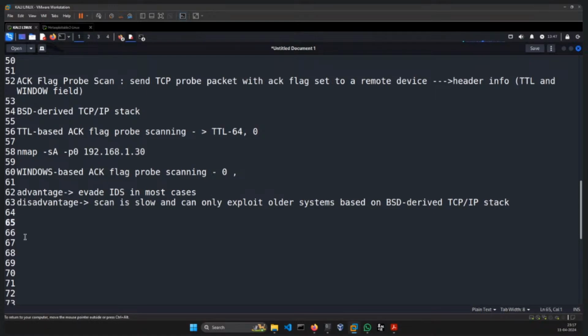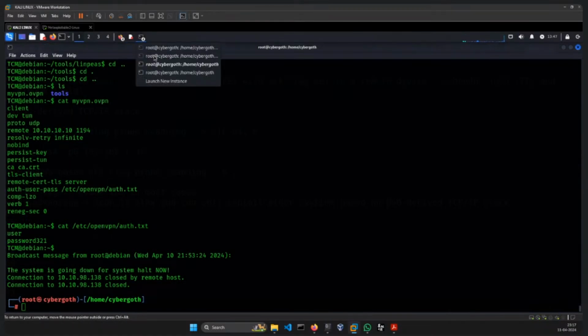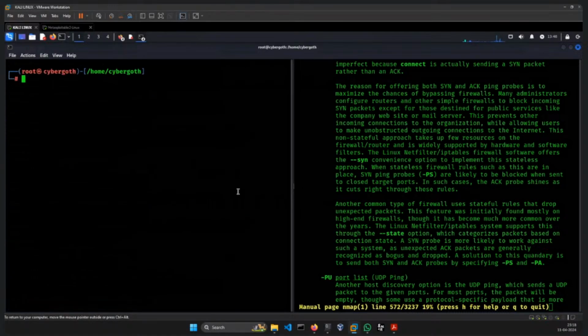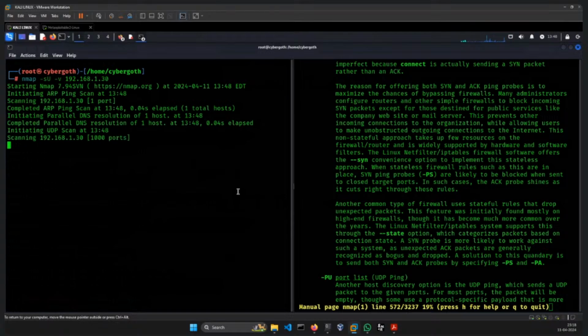Now we will perform the UDP scan. For the time being, our target is this Metasploitable only, so whatever we search, we will get our desired output. The syntax looks something like this. So this is the UDP scan.